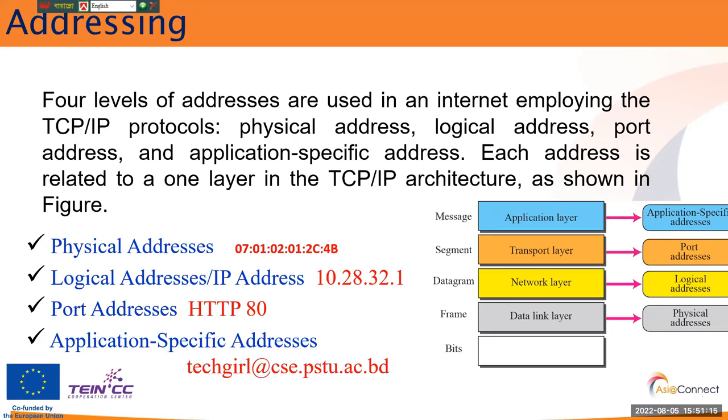Third, the port address. Different kinds of port addresses are also used in our TCP/IP protocol. Basically, there are many applications running on the computer, and each application runs with a port number. The port number is part of the addressing information used to identify the sender and receiver of a message. Like the HTTP protocol, we are using port 80.